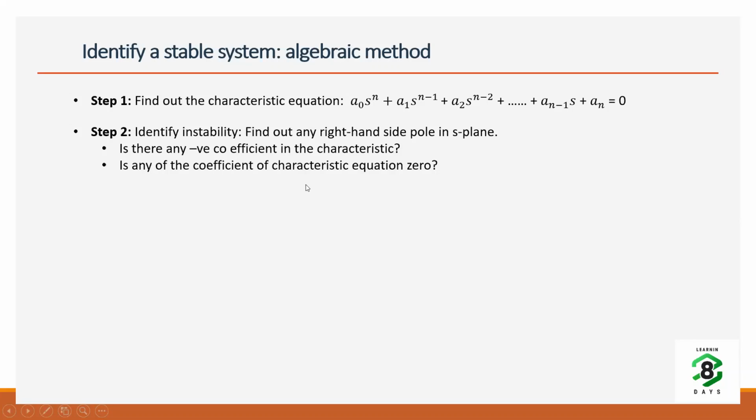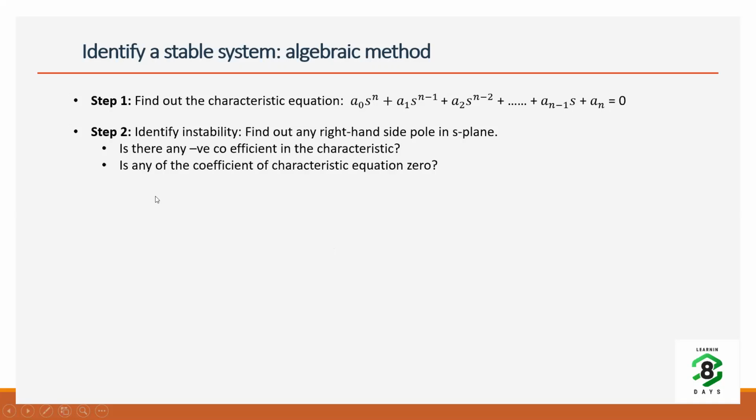Step 2. Is any coefficient of the characteristic equation 0? Let's say you start with a fourth order system, so n is 4. You have s to the power 4, but a1 is 0. That means the s cube term is missing. That again tells you that you have some component either on the imaginary axis or on the positive side, which means you have instability in the system.